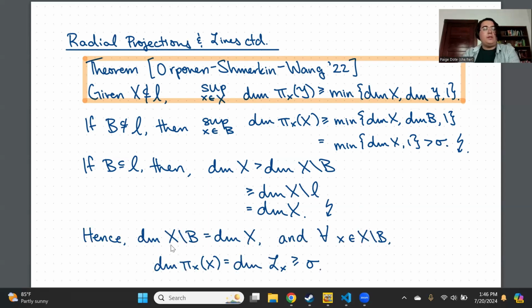So in the end, we conclude that the dimension of x minus b is equal to the dimension of x, and for every point x in x minus b, the dimension of the rate of projection is quite large. It's larger than or equal to sigma, which I'll remind you is equal to the dimension of L of x, the set of lines through the particular point x.